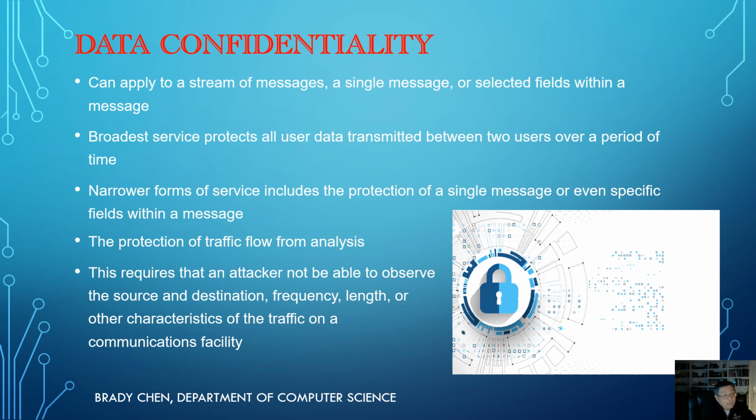Okay, so the data confidentiality service is the protection of transmitted data from passive attacks. It can apply to a string of messages, a single message, or a selected field within the message. Now, the second and third cases are also called narrower forms of the data confidentiality service. The broadest service protects all user data transmitted between two users over a period of time.